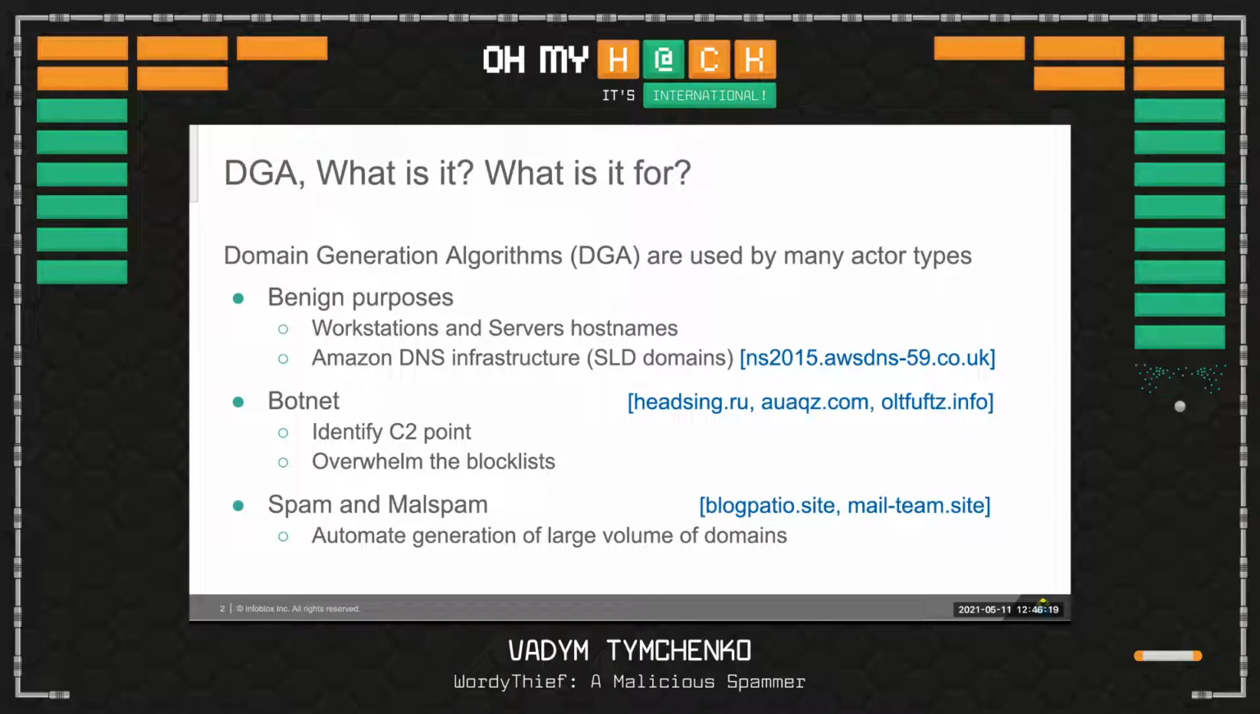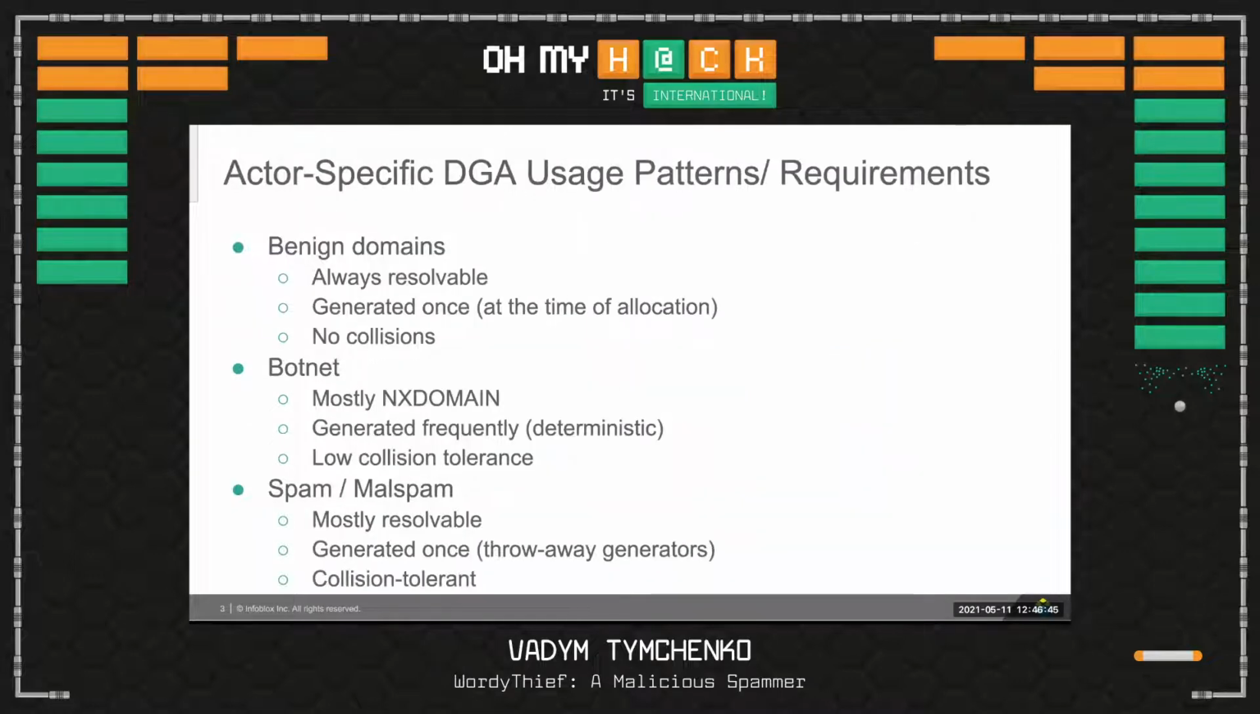DGAs are also used by botnets, mainly to identify their command and control center. And botnets generate a very large number of domains in order to overwhelm the block lists. DGAs are also used by spam and malspam actors, mainly to generate very large volumes of domains. Different actors have different requirements for DGAs, and the domains which are generated are used in different ways.